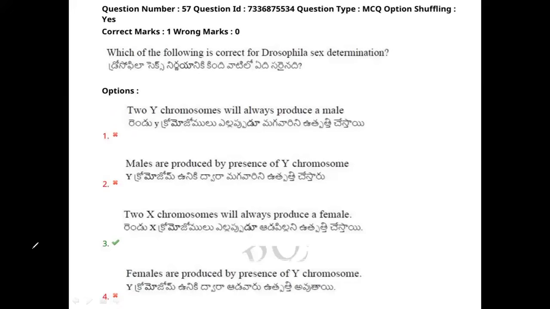Sometimes, if you look at the question, you can easily eliminate a few options. Which of the following is correct for Drosophila sex determination? In Drosophila, if there are 2 X chromosomes, it is a female. If there is 1 X and 1 Y chromosome, it is a male. Simple logic. There are many more sex determination mechanisms in Drosophila. One is through the X by A formula. So that is one more method of sex determination, but this is the male, where 2 X chromosomes will be producing the female in Drosophila melanogaster.